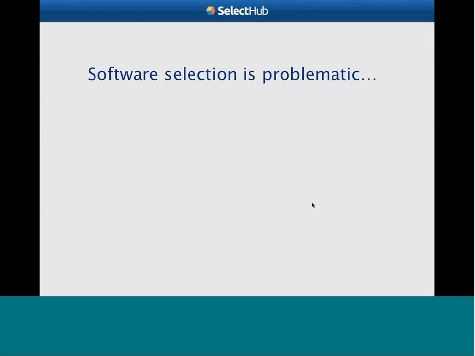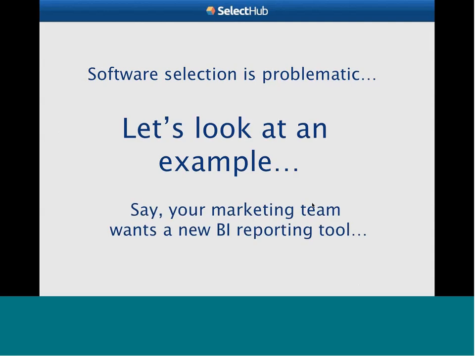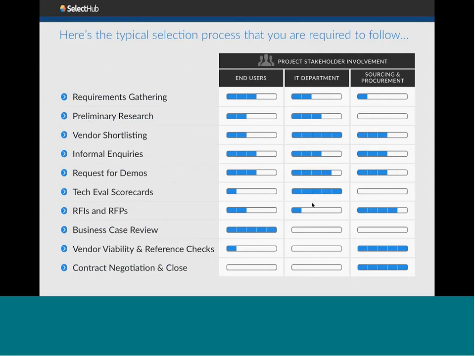Let's start with a high-level picture of the problem SelectHub tries to solve. Number one, software selection is problematic. We often talk about it, often hear about this, but let's try to understand why. Let's look at an example and say your marketing team would like to have a new BI software solution.